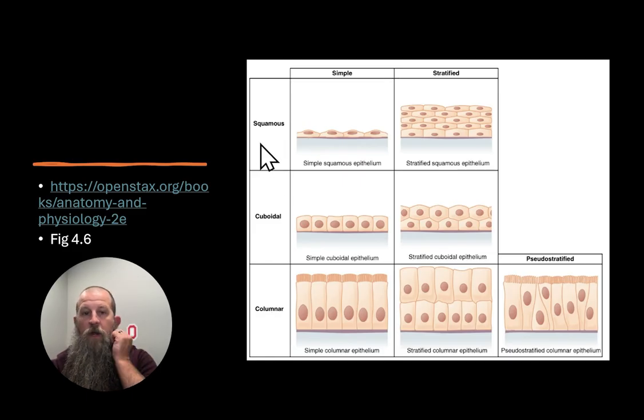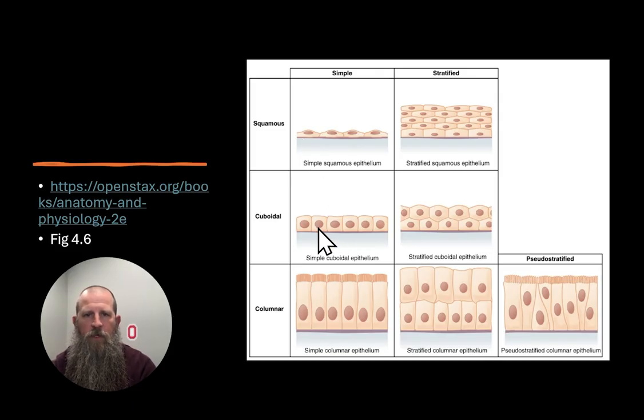Squamous cells are flat cells. They're wider than they are tall. Our cuboidal cells are equally wide as they are tall, and then our columnar cells are taller than they are wide. Right, so here we have a simple squamous epithelium. This is one cell layer thick. Here's the basement membrane, the basal side, the apical side, one cell layer thick, and it is a wide and flat cell, so simple squamous.